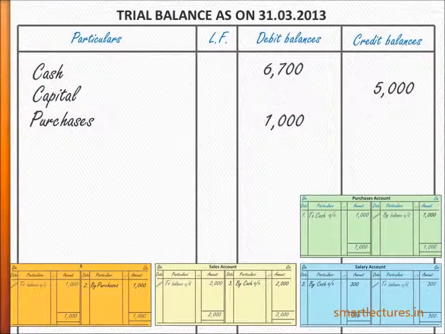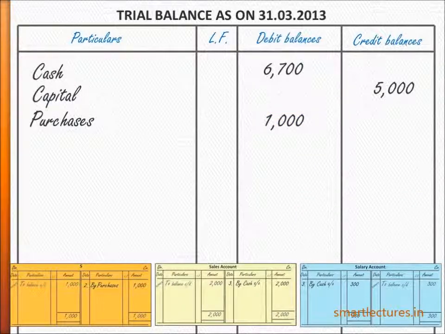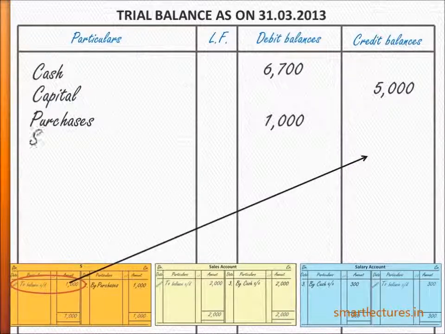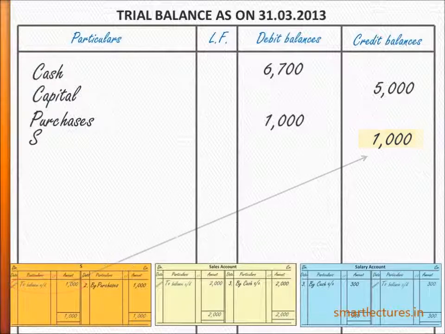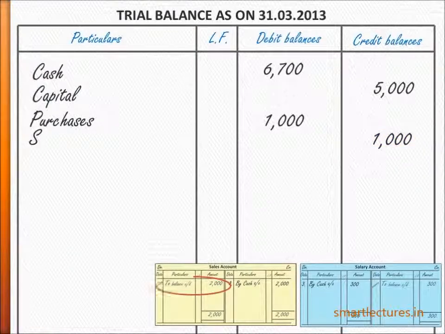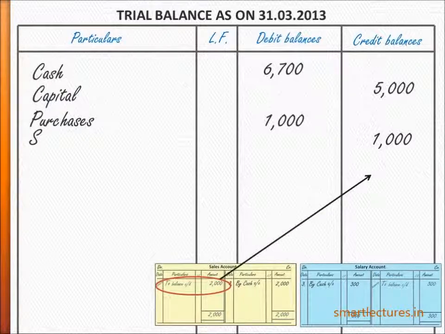Now come to S. To balance c/d, rupees 1,000. So you will pick up from the debit side and will take it to the credit side of trial balance. I mean to say the list of the credit balances. S, rupees 1,000. Now sales account. To balance c/d, rupees 2,000. This is on debit side. So it will move to the credit side of trial balance. I mean to say the list of the credit balances. Sales, rupees 2,000.